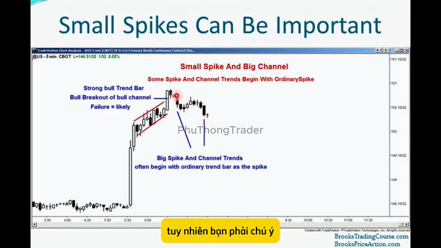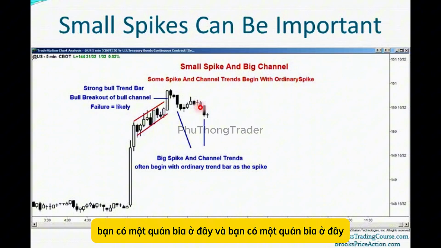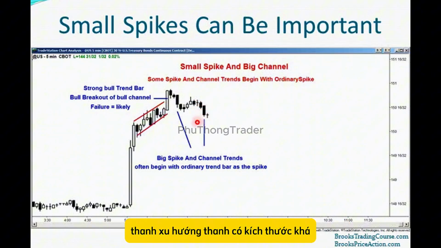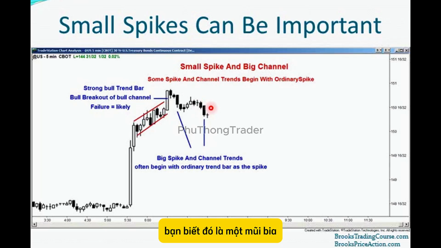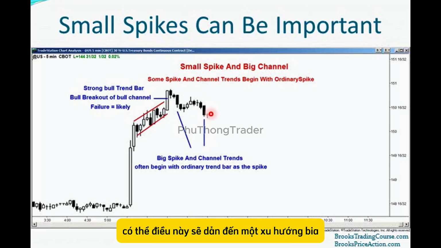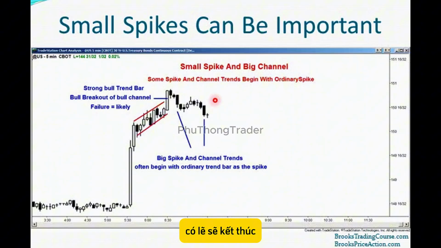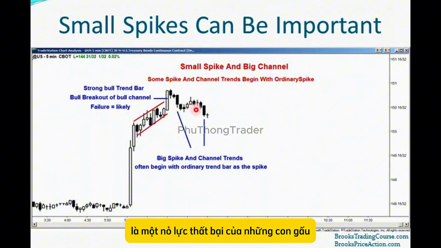However, you have to pay attention. You got a bear bar here and you have a bear bar here, trend bar. Decent sized bars, especially this one closing near its low. You always have to keep the thought in your mind that it's a bear spike. It's possible that this will lead to a bear trend and that this was an exhaustive buy climax. Probably not. The odds are this is probably going to end up being a failed attempt by the bears and a bull flag and another buy.